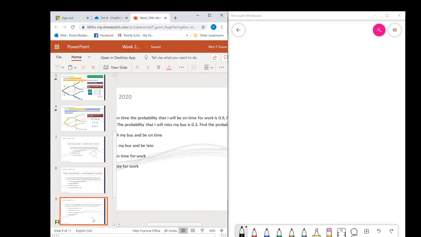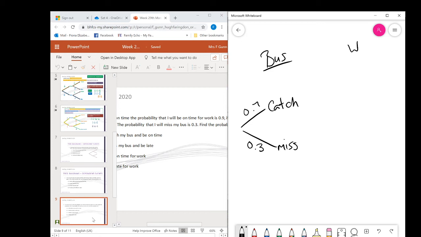Okay, so this is a bit more complicated because we've got catching the bus and being on time for work. So catch or miss my bus. So the event is whether I catch or miss the bus. So I want the line. The probability I miss my bus is 0.3, which means the probability I catch my bus has to be 0.7.